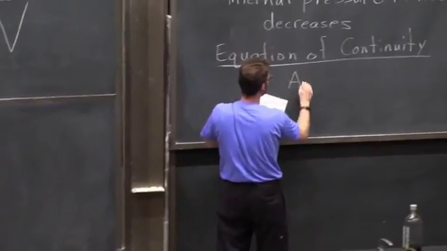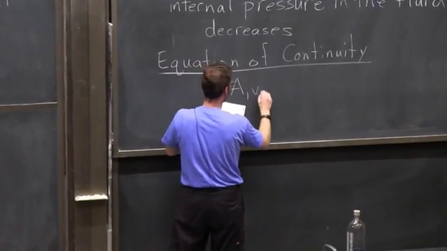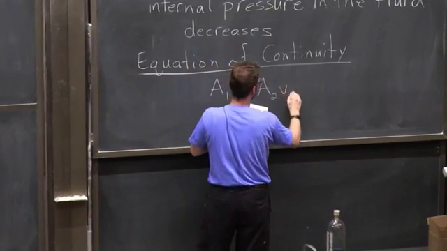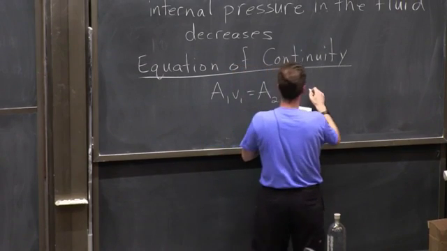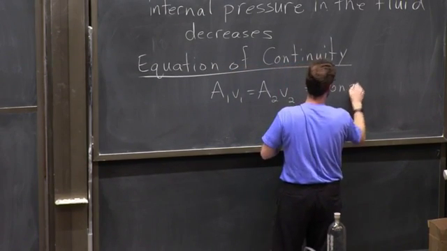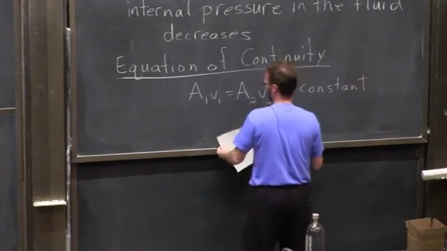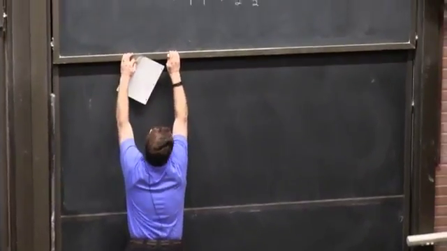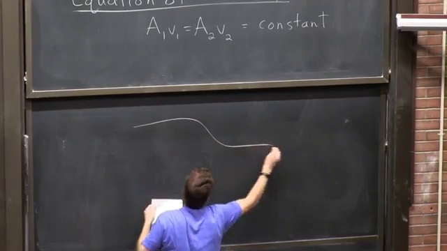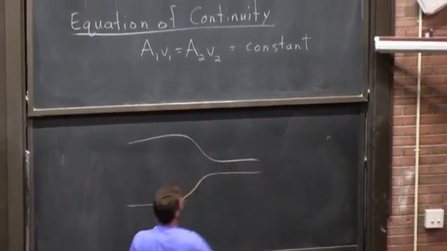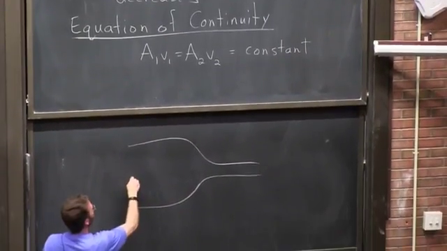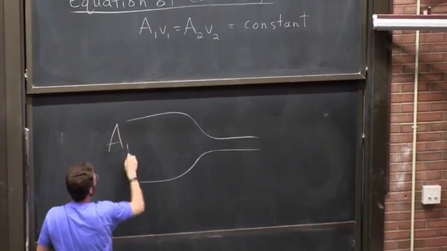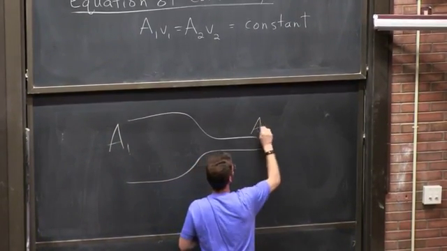I sum it up like this. The area times the velocity at one spot has to equal the area times the velocity at another spot, or again, you can think of that as constant. So let me draw a picture. Here's a pipe. Here the area is big, let's say A1. Here the cross-sectional area is smaller.